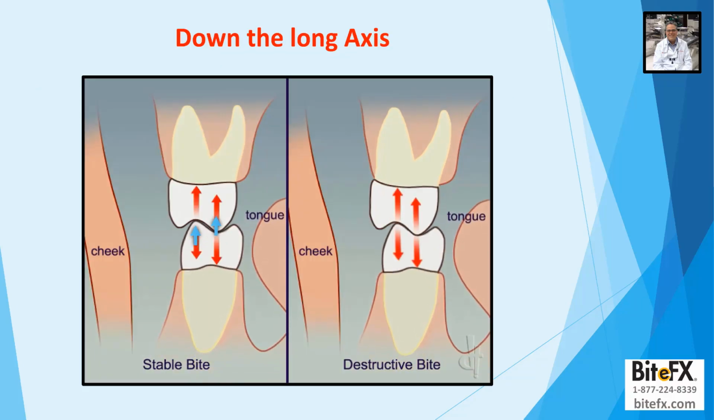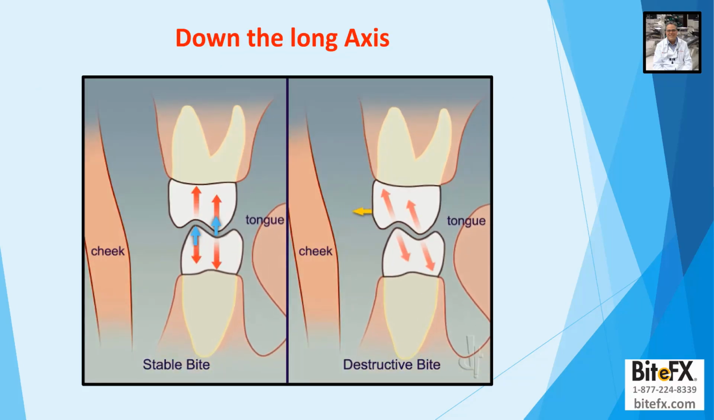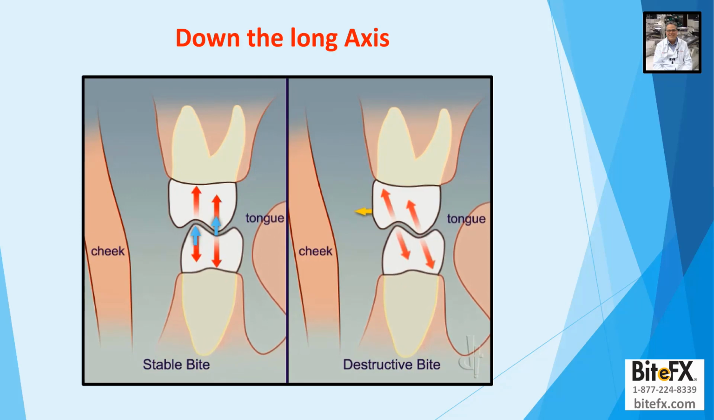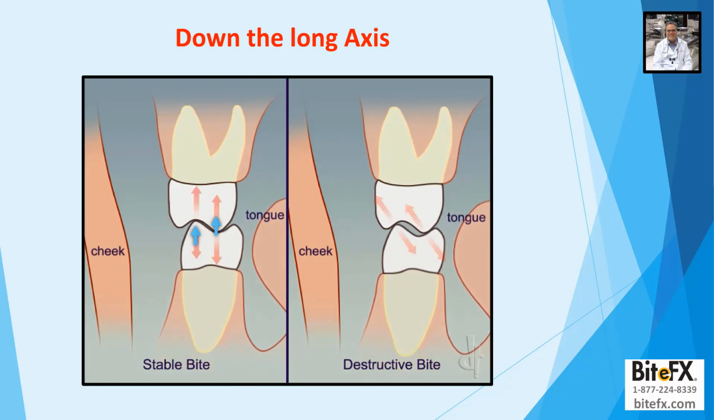We want this contact to be down the long axis. Teeth are designed for function down the long axis. You see the stable picture on the left? When the teeth make contact in the back, the forces go down the long axis. On the right, the contact occurs on an incline, which is not down the long axis. And in this case, it shows that it's causing a little bit of mobility in order for that tooth to have final closure.